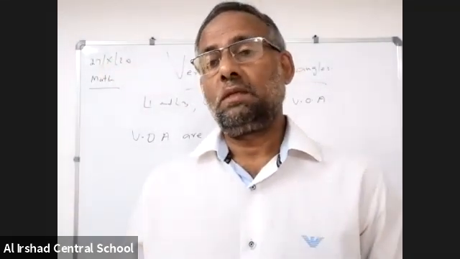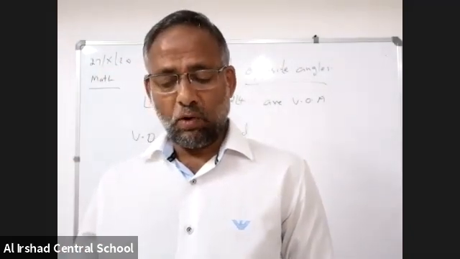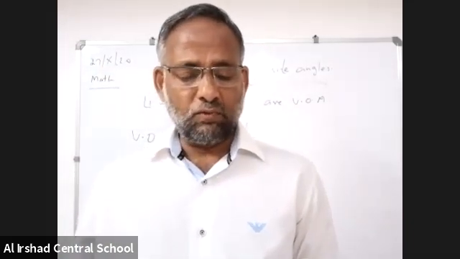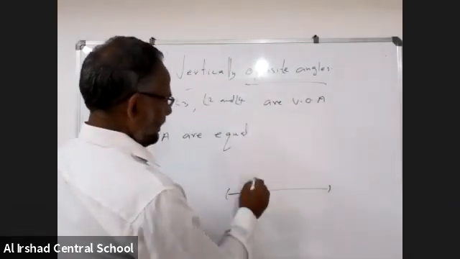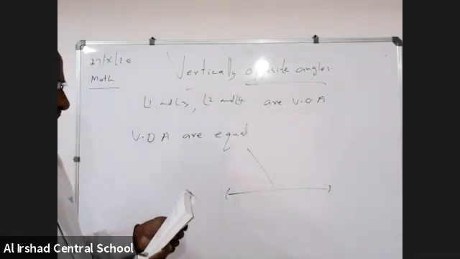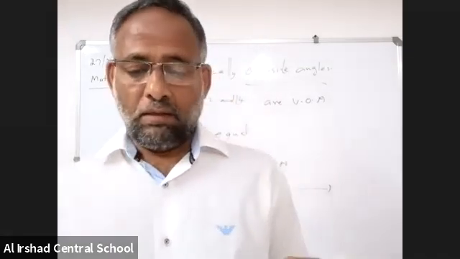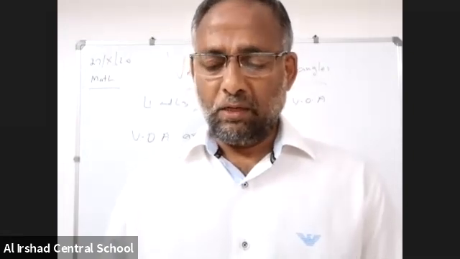A theorem we can prove. An axiom we cannot. As a statement, the first axiom, axiom 6.1: If a ray stands on a line, then the sum of two adjacent angles formed is 180 degrees. We have already said this: if a ray stands on a line, the sum of the two adjacent angles forms 180 degrees. This angle plus this angle will be 180. That is the axiom. Just read it, that is enough. When the sum of two adjacent angles is 180 degrees, it is a linear pair.